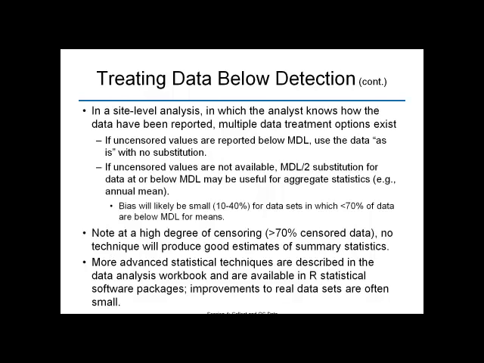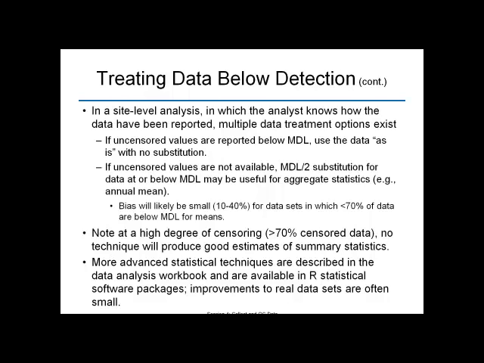MDL over 2 substitution is sort of the middle road, easy technique. And it may be useful for aggregate statistics, and there have been some papers about this. Basically, your bias is going to be small, on the order of 10 to 40% for an annual mean, for a data set in which you have less than 70% of your data below the method detection limit.